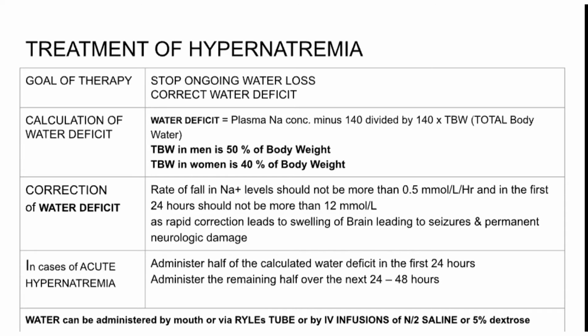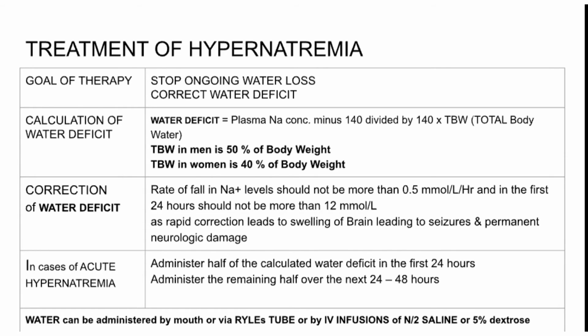in a way that the rate of fall in the serum sodium level should not be more than 0.5 millimoles per liter per hour, and in the first 24 hours it should not be more than 12 millimoles per liter. This is because rapid correction in the sodium levels can lead to brain swelling, which can lead to seizures and permanent neurologic damage.